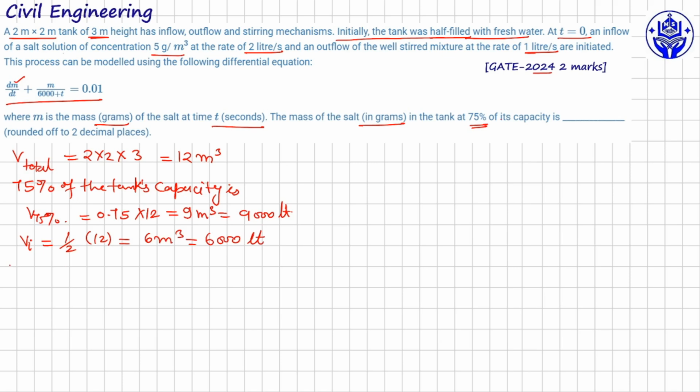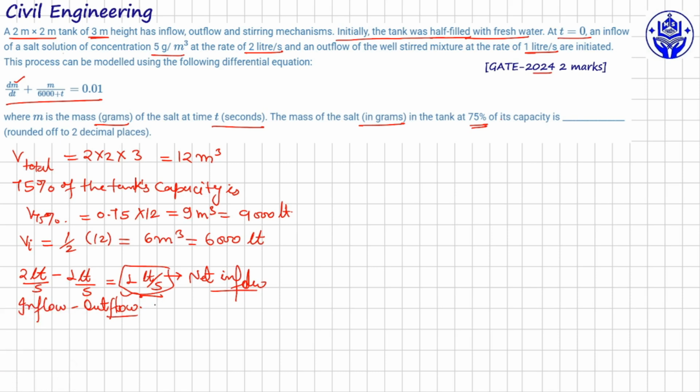Now here, inflow rate is 2 liter per second and outflow rate is 1 liter per second. So what is the net rate of increase in volume? That is 2 liter per second minus 1 liter per second, which is 1 liter per second. This is the net inflow rate: inflow minus outflow.